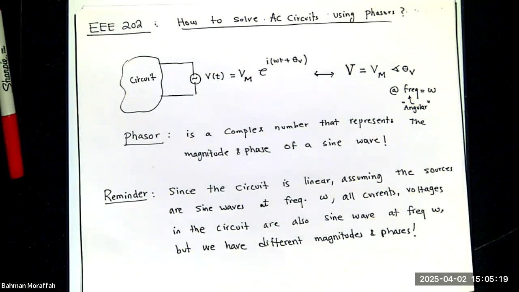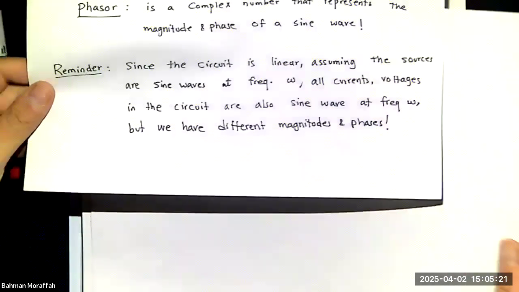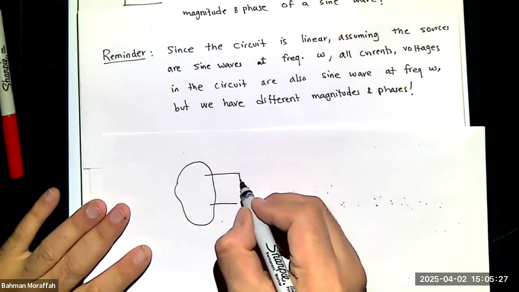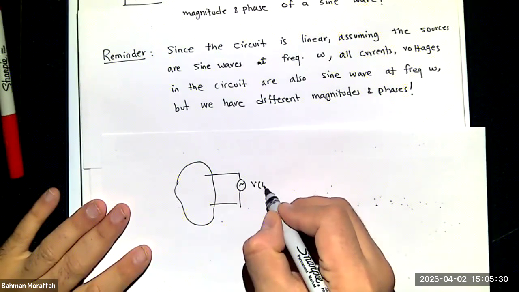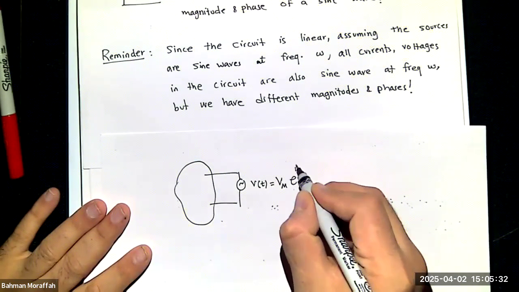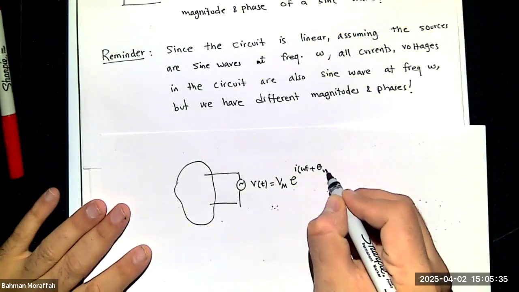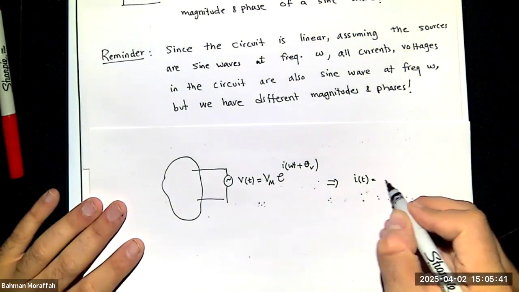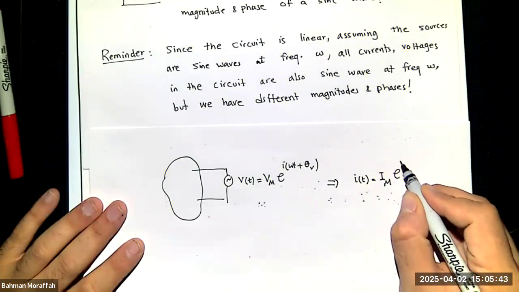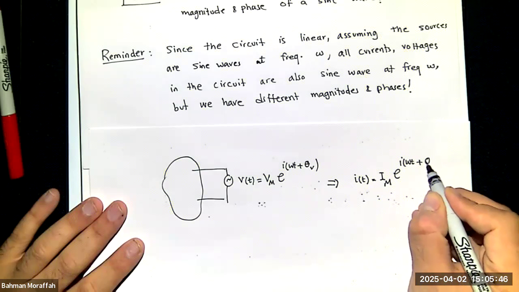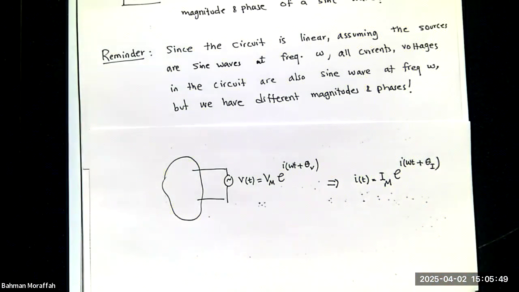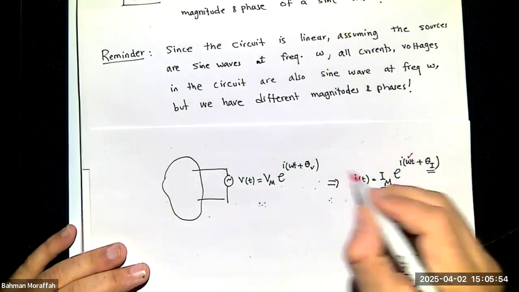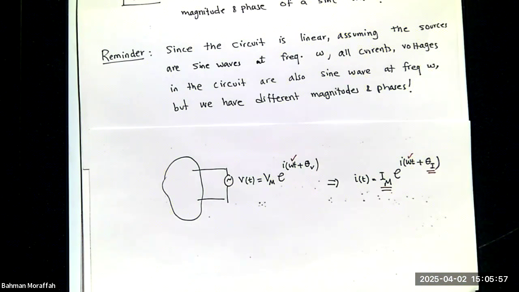So let's look at this from another angle. If I have my circuit, this is V(t), which is Vm e to the j(omega t plus some theta v). If I want to find some current, I(t) is Im e to the j, again, (omega t plus theta i), right? So this magnitude and this phase, I've got to determine, but this is exactly the same as this, right?